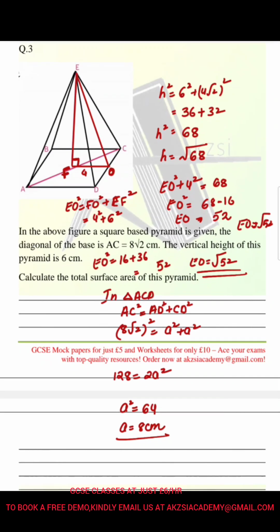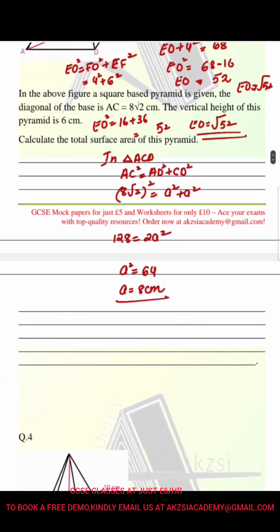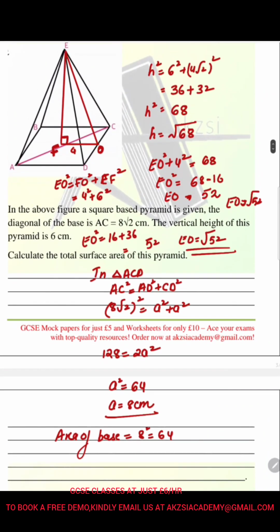Now to calculate the total surface area, we have to calculate the area of the base, because base is 8. That means the length is 8. So base is going to be 8 squared. So I'm just writing here. So area of base, that is for the square, is 8 squared, which is 64. And for triangle, this triangle is half times base times height.